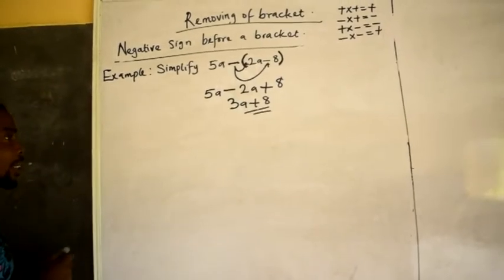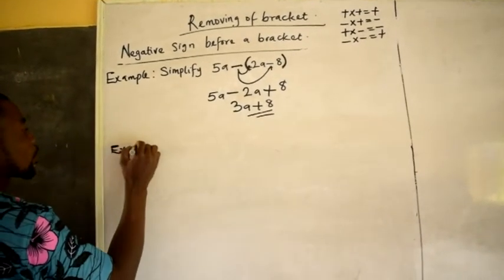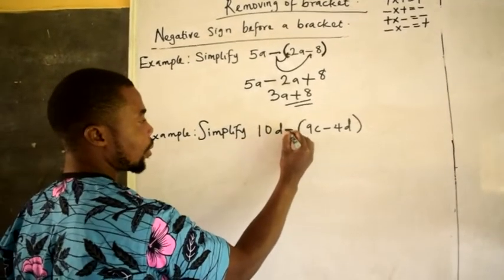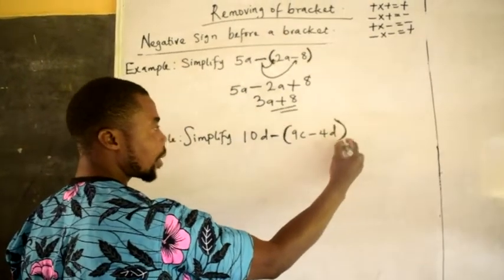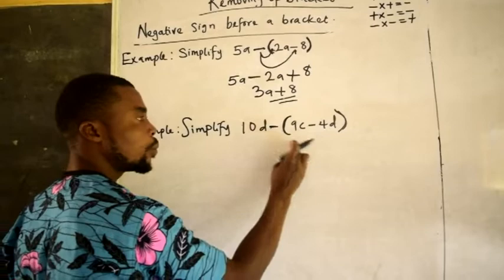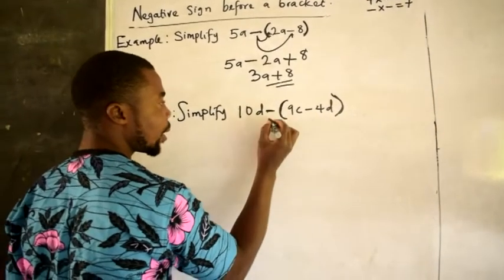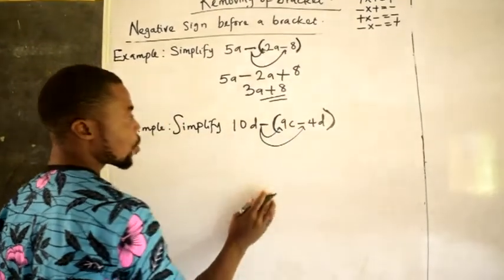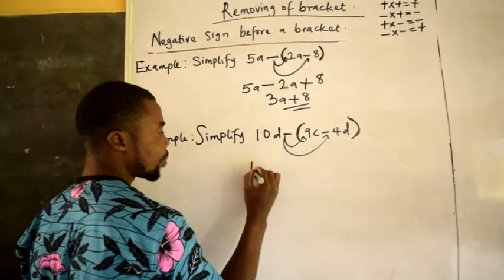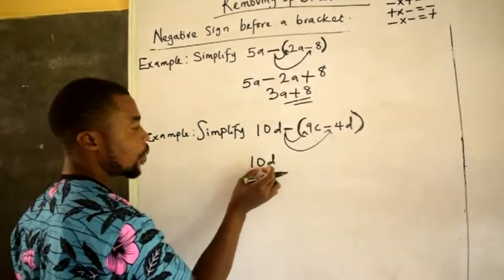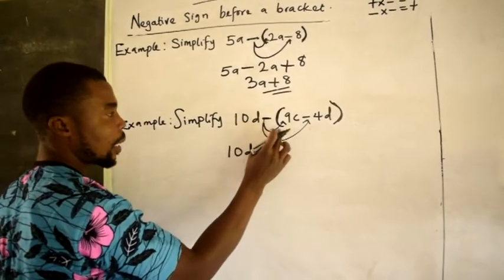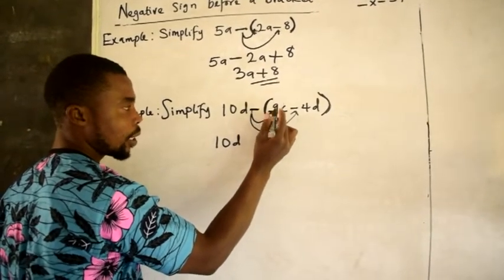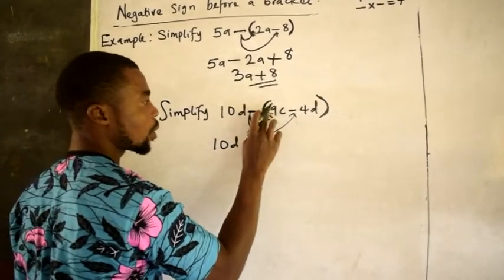Let's look at another example. This minus is what is multiplying the bracket. So we are using minus to remove the bracket. So we are removing the bracket by minus multiplying the first sign here, and it will multiply the second sign. So here we have 10d. 10d is alone outside. You write 10d minus times, we want to remove the bracket now, minus times the invisible plus here, which is minus times plus.